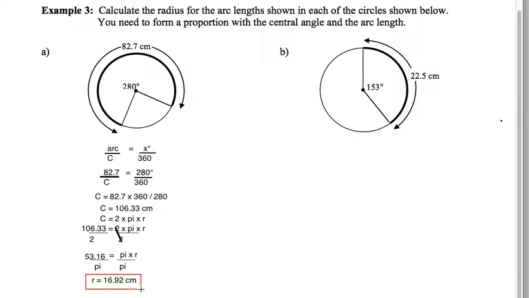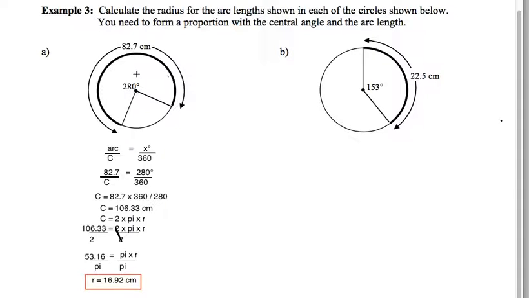All right, that's how you use it backwards. You set up your formula, you plug in the numbers that you know. I've got arc, so I put that in the arc spot up here. I've got the central angle, so I put that in the central angle spot. Then I fish method it to get that the circumference is 106.33. Then I use another formula to figure out, if this is the circumference, what is the radius, and that gives me 16.92 centimeters. All right, let's do another one.